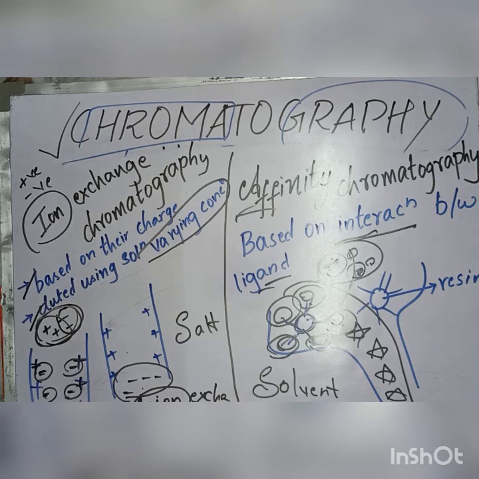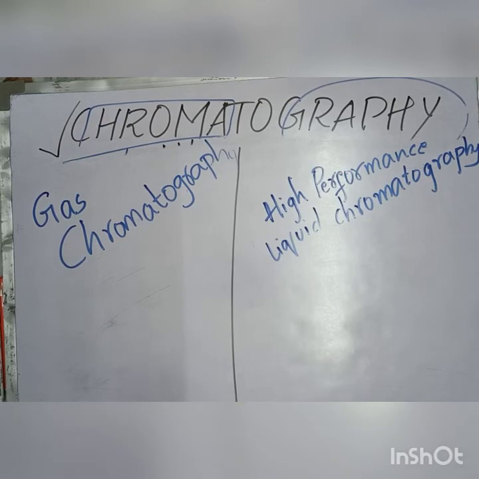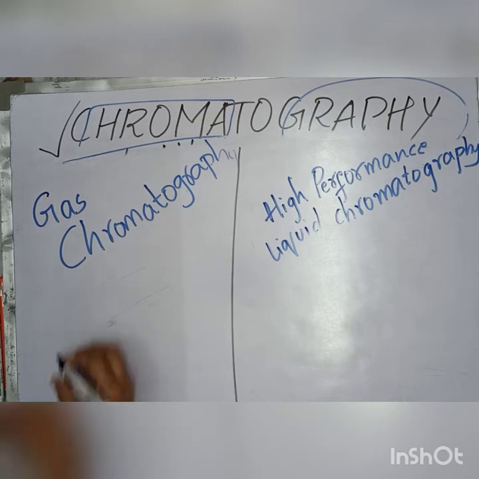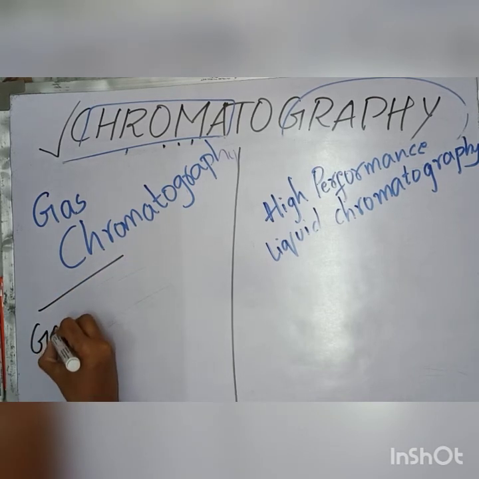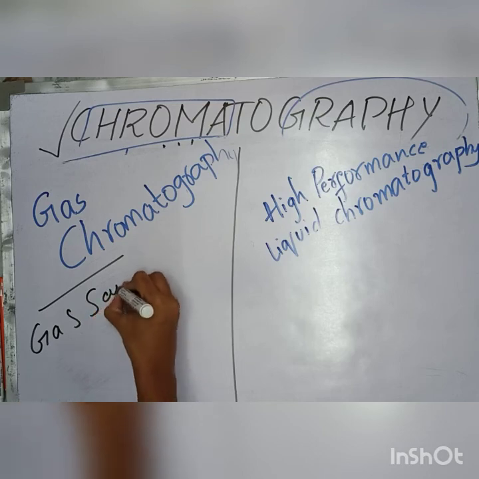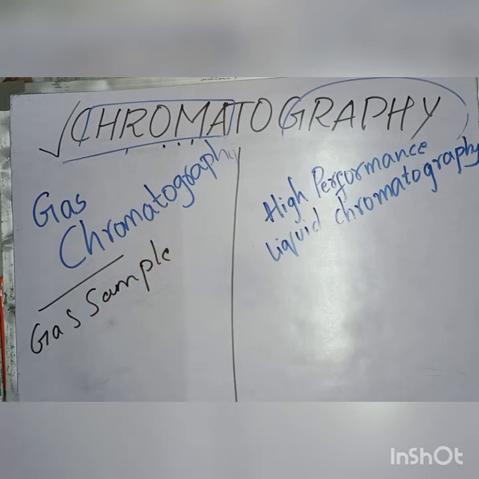So this is about ion exchange chromatography and affinity chromatography. We are still left with gas chromatography and high performance liquid chromatography. The next one is gas chromatography. In gas chromatography, we separate a gas sample, meaning the components in the gas. Here we have one column, and at one end of the column we introduce the sample gas, which we want to separate, right?